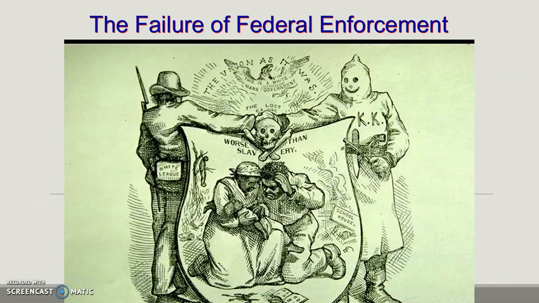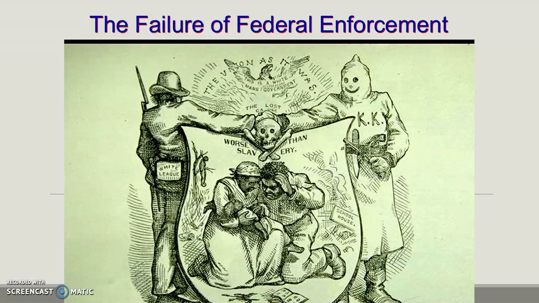A very famous cartoonist that did a lot of cartoons about Reconstruction was a man by the name of Thomas Nast. He is the person who drew and created the symbols for the Republican and Democratic parties, the elephant and the donkey. The reason those are the symbols for the parties is because of Thomas Nast. This is a cartoon that was published that shows the failure of federal enforcement.